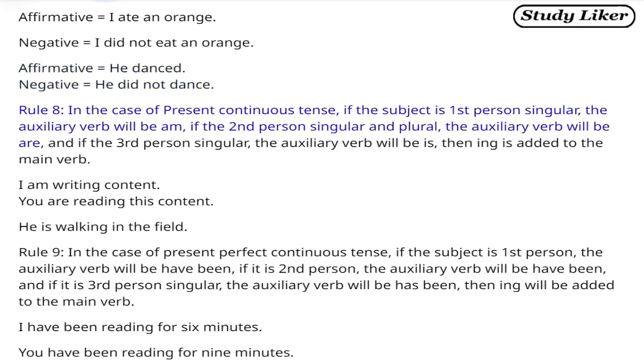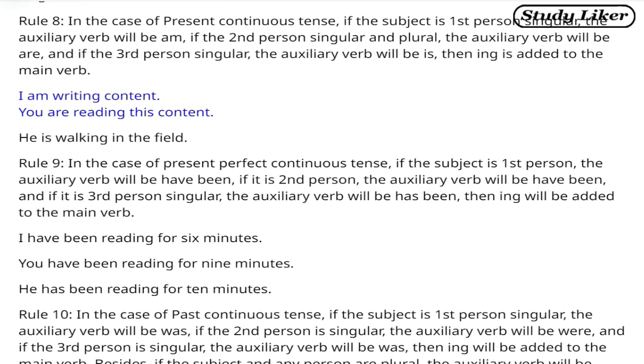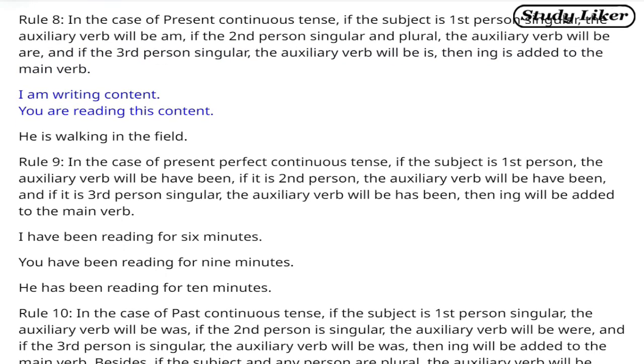Rule 8. In the case of present continuous tense, if the subject is first person singular, the auxiliary verb will be am. If the second person singular and plural, the auxiliary verb will be are. And if the third person singular, the auxiliary verb will be is, then ing is added to the main verb. I am writing content. You are reading this content. He is walking in the field.